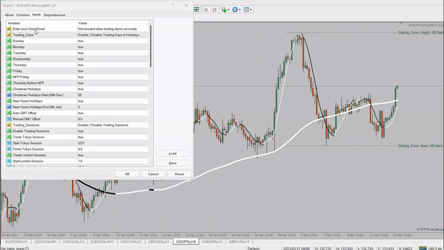Okay, so the settings start with the client email. That is not needed if you are using the expert advisor on a demo account. So if you have downloaded it from the website to try it, ignore this. Next, we start with a trading days and trading sessions filter.